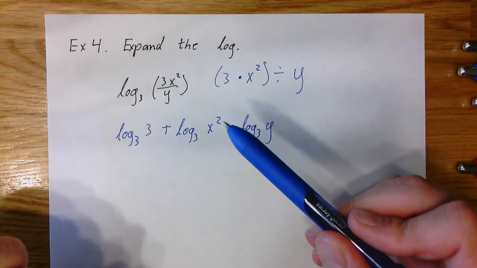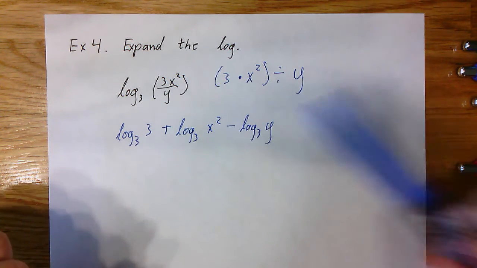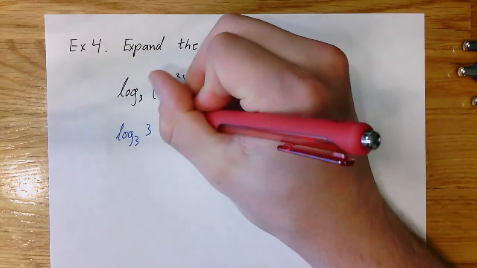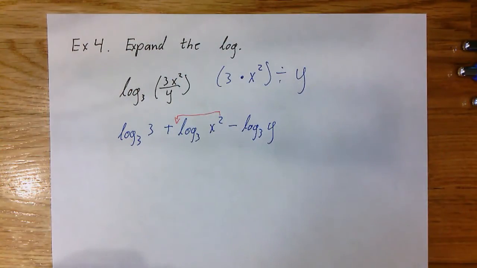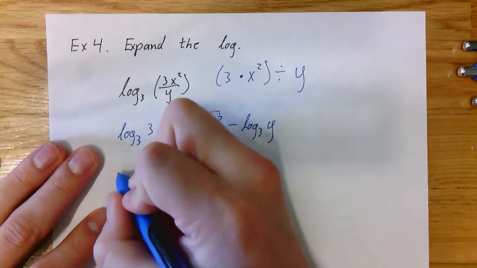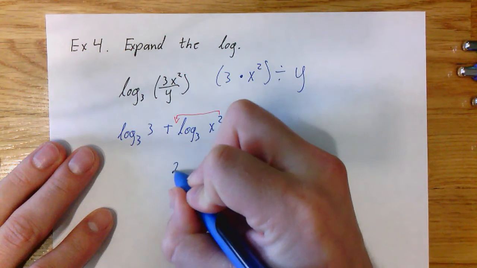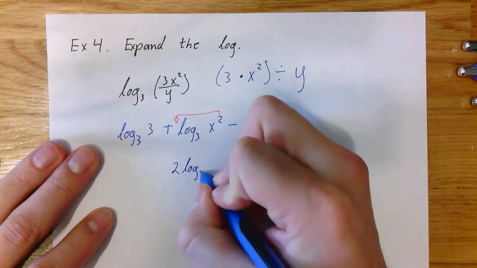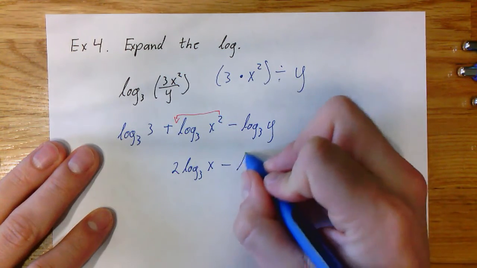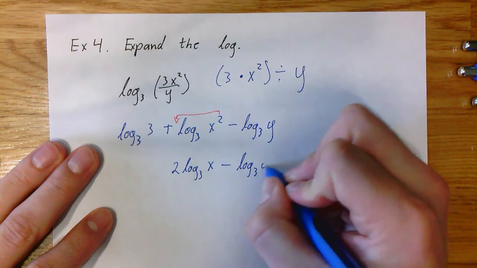Now we need to get rid of this exponent using our power property. So our power property says our exponent just gets thrown into the front of the logarithm and turns into a coefficient. So we are going to have 2 log base 3 of x minus log base 3 of y.